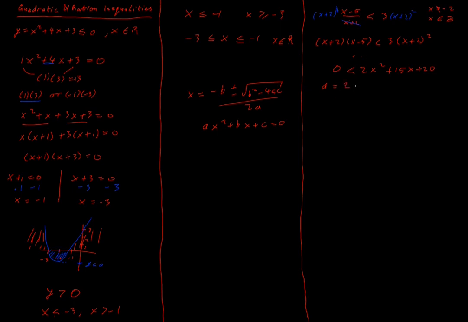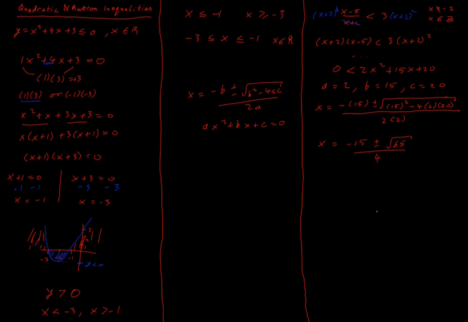So we have a is 2, b is 15, c is 20. I have written down the equation I'm going to sub into. I have written down my information. So x is equal to minus 15 plus or minus the square root of 15 squared minus 4 times 2 times 20, all over 2 multiplied by a, which is 2. And when I tidy that up a little bit, I get minus 15 plus or minus the square root of 65, all over 4.